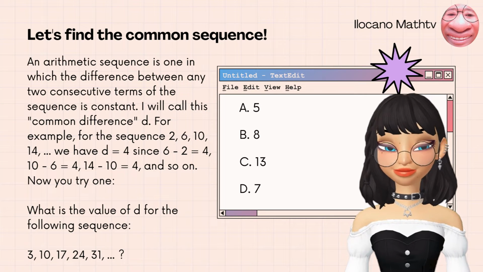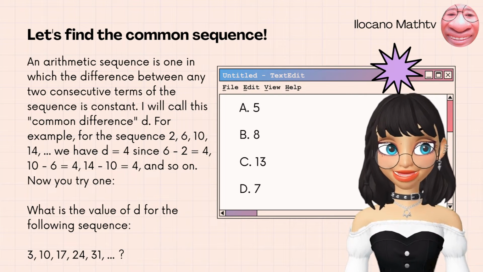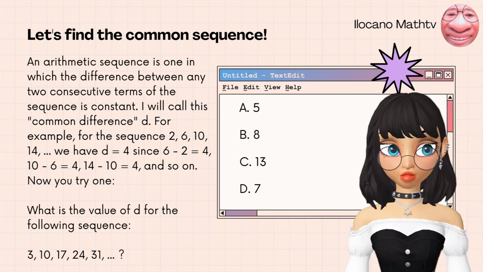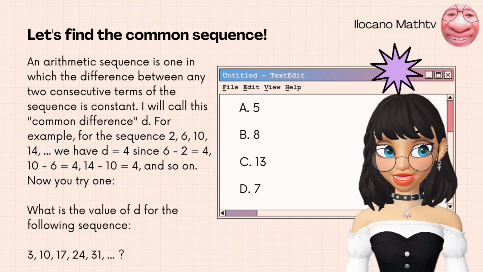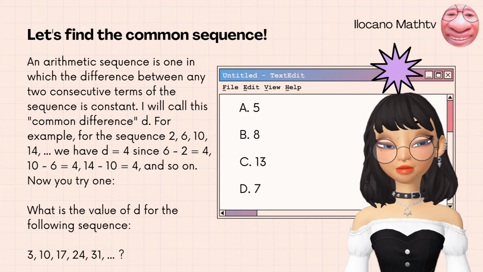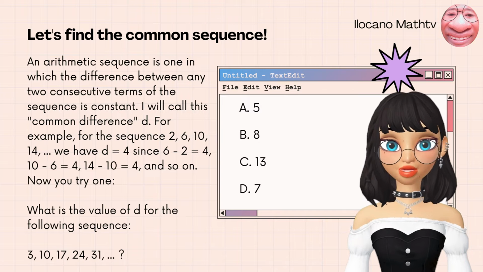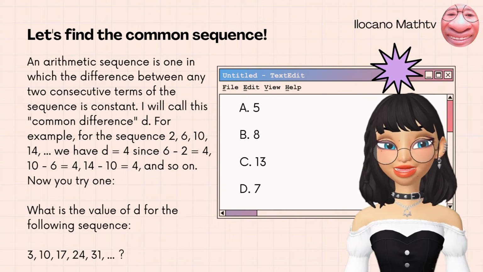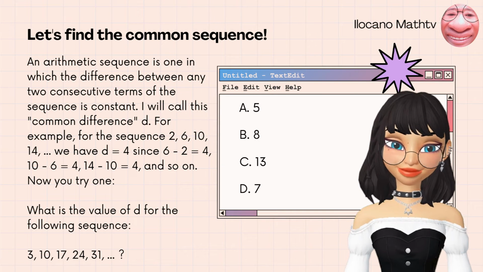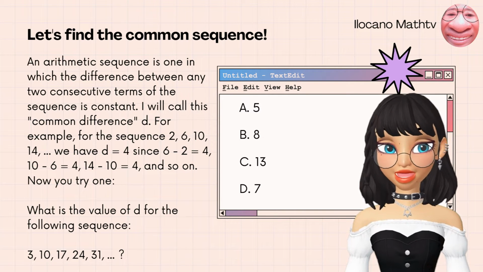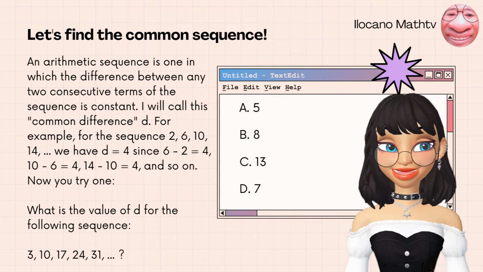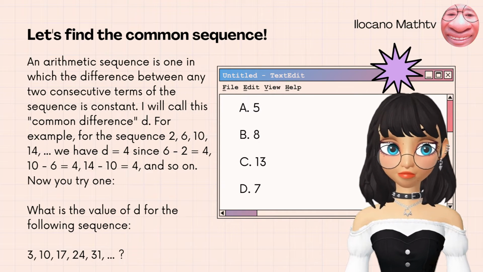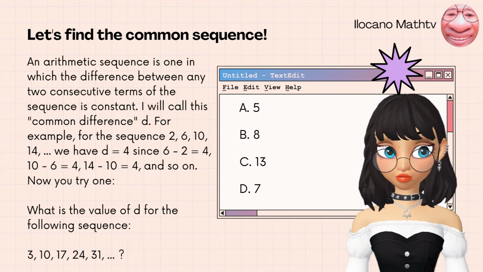Find the common difference. An arithmetic sequence is one in which the difference between any two consecutive terms of the sequence is constant. I will call this the common difference, or D. For example, for the sequence 2, 6, 10, and 14, we have D equals 4, since 6 minus 2 equals 4, 10 minus 6 equals 4, and 14 minus 10 equals 4, and so on.